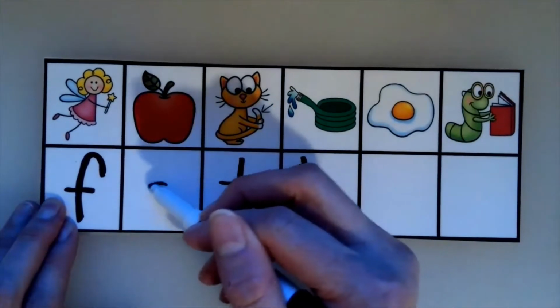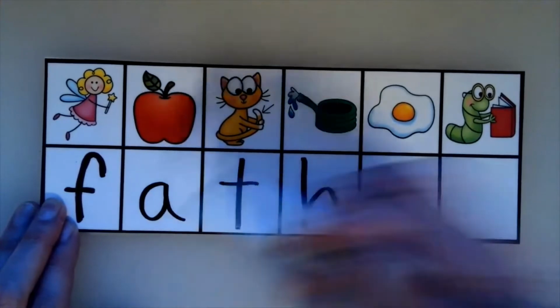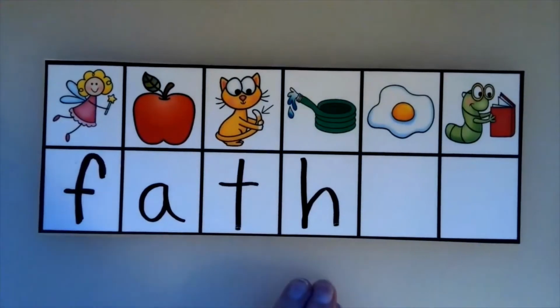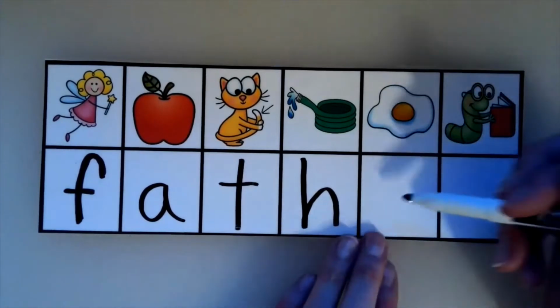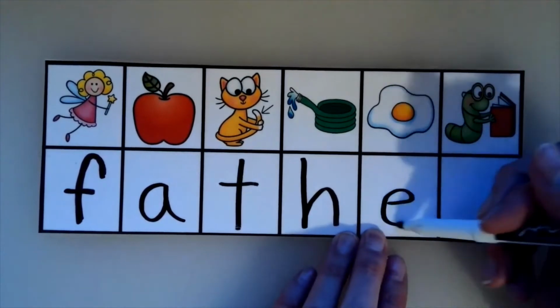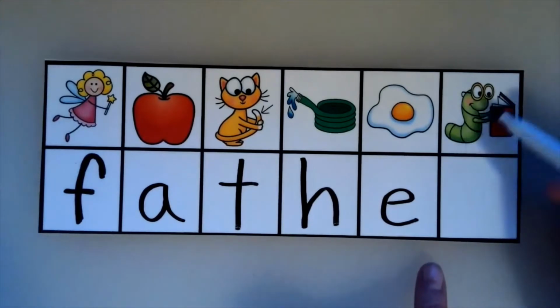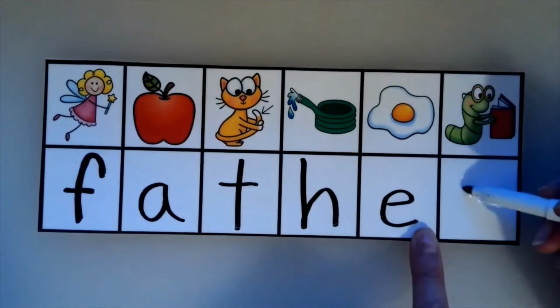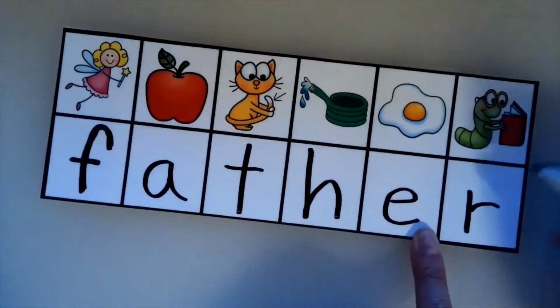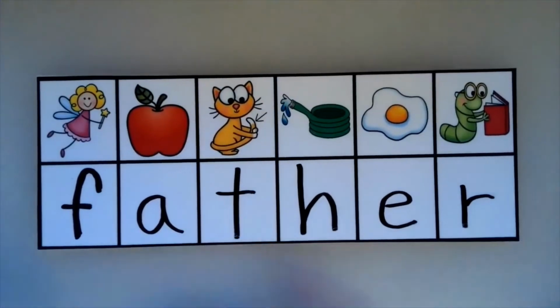Here is A for apple, fath. So what do you think that could be? We know this is an E for egg. I think this might be R for read because the word is reading. Because if I put an R, that does make a word, doesn't it? Father.